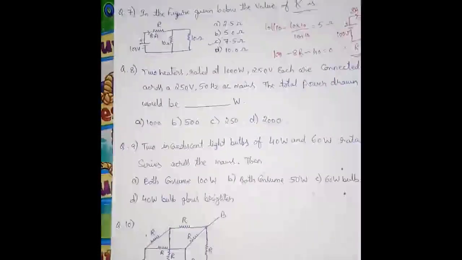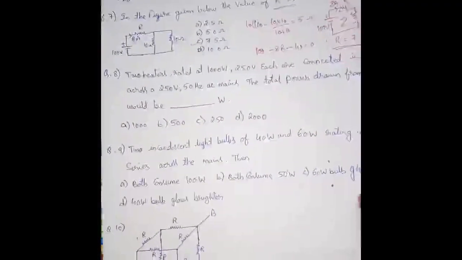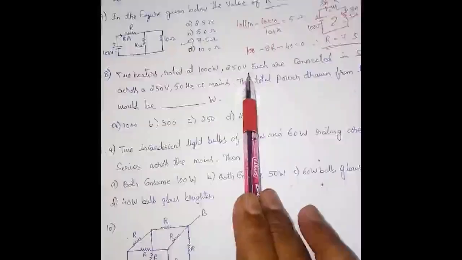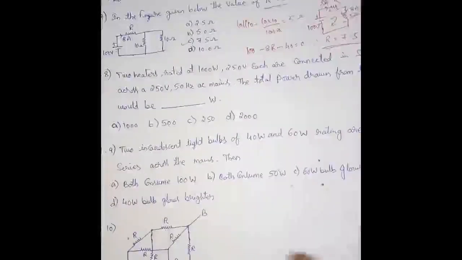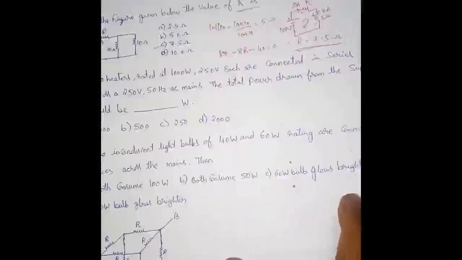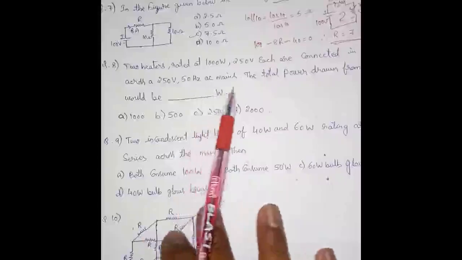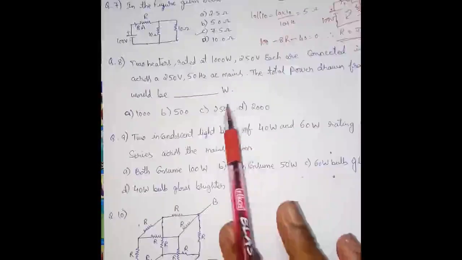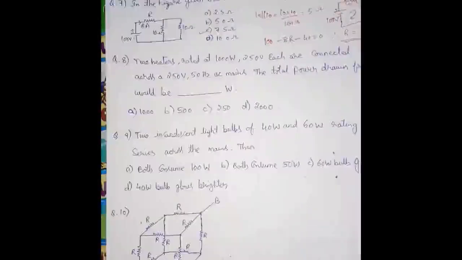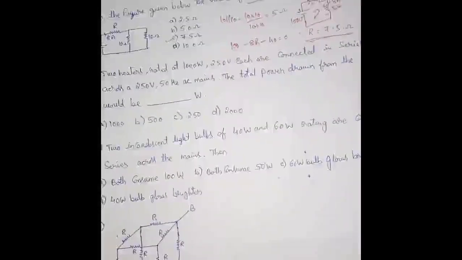Next, question number 8. So here I will tell you some tricks. 2 heaters rated at 1000 watt, 250 volt each are connected in series across a 250 volt 50 Hz AC mains. The total power drawn from the supply would be dash watts. So there are two heaters connected in series together. So what would be the total power consumed? That's what you need to find.